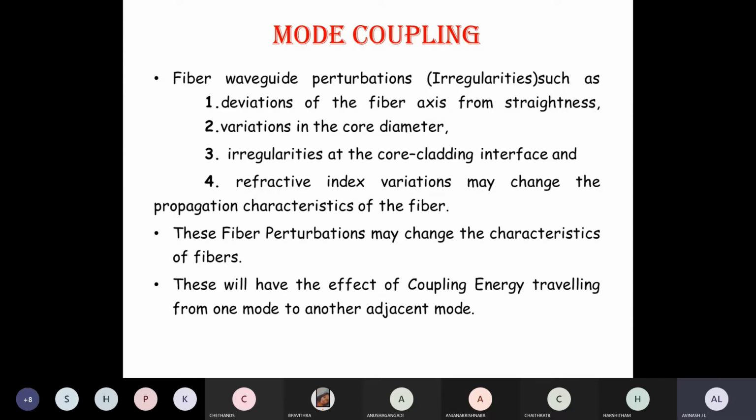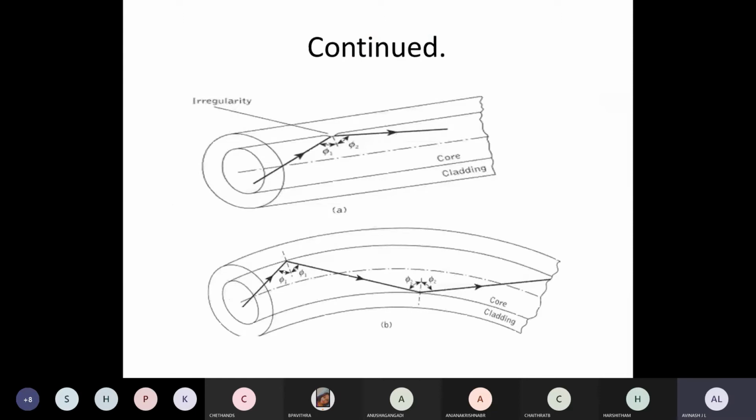In mode coupling, the fiber waveguide perturbations are such as the deviation of the fiber axis from straightness, the variations in the core diameter, irregularities of the core-cladding interface, and the refractive index variations. These are the parameters that may change the propagation characteristics of light in the fiber. So after understanding this, we have seen two cases: what happens if the irregularity is present, and what happens if the bending is more.